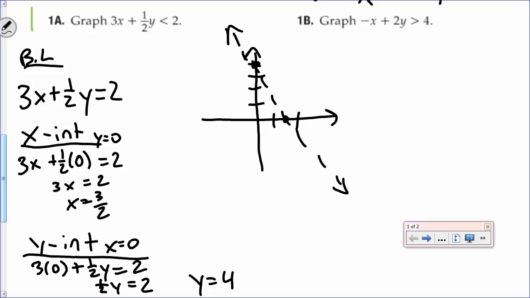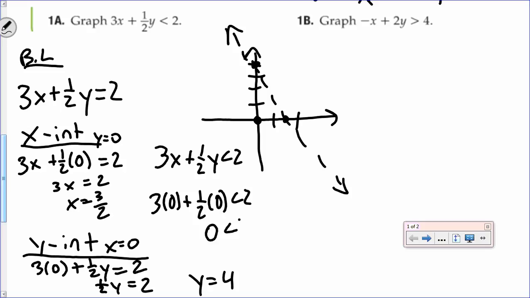Again, we want to check which direction we should shade. 0, 0 is not on this boundary line, so I picked 0, 0. That's an easy point to plug in. We're plugging that into the inequality 3x plus 1/2 y less than 2. We're substituting in that point 0, 0. So 3 times 0 plus 1 half times 0. Is that less than 2? Is 0 less than 2? Yes, check. That is a solution.